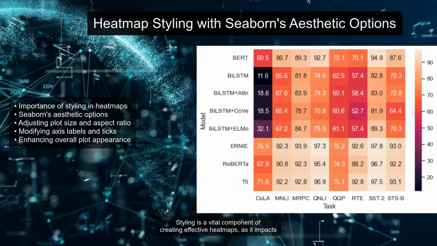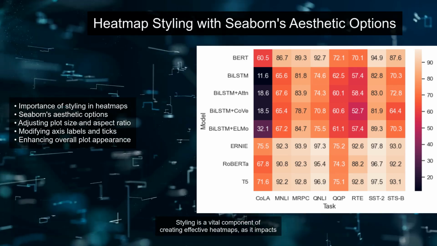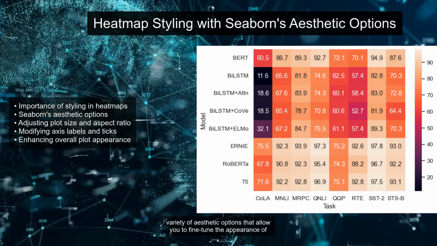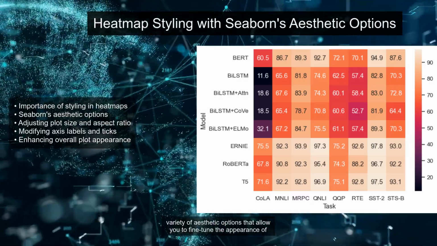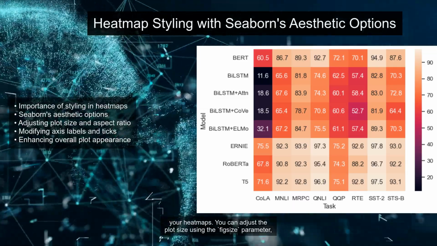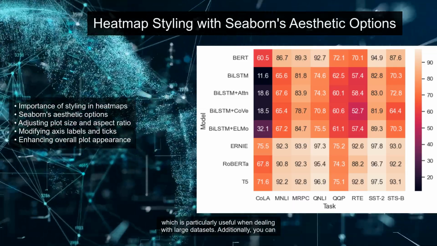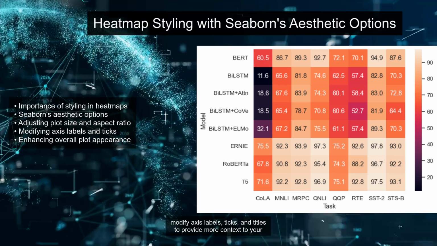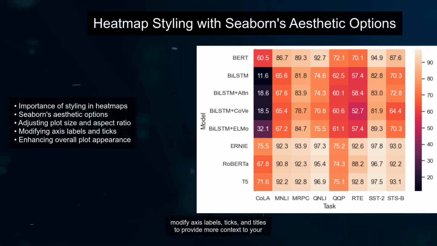Styling is a vital component of creating effective heat maps, as it impacts the overall readability and visual appeal of your visualizations. Seaborn offers a variety of aesthetic options that allow you to fine-tune the appearance of your heat maps. You can adjust the plot size using the figsize parameter, which is particularly useful when dealing with large datasets. Additionally, you can modify axis labels, ticks, and titles to provide more context to your visualizations.